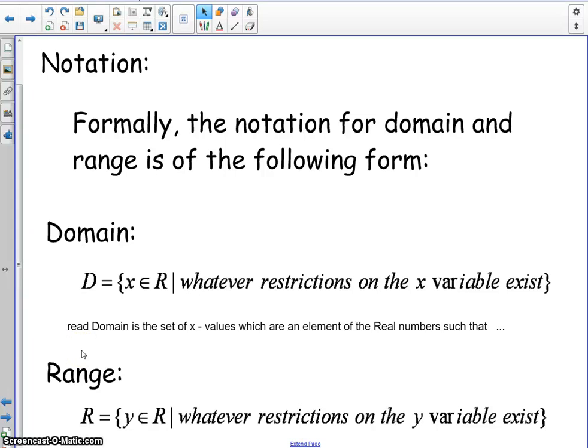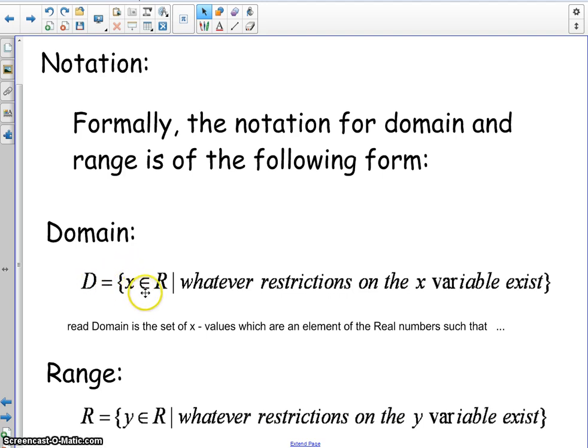Okay, welcome back. So just before we look at some examples of how to find domain and range, I want to show you the formal notation, just so you've seen it before in case you see it in a textbook, or for those of you looking to take 3U next semester, it's good to see this kind of formal notation. I'll show you a shorter form that we're going to use afterwards, but essentially what we say for the domain.